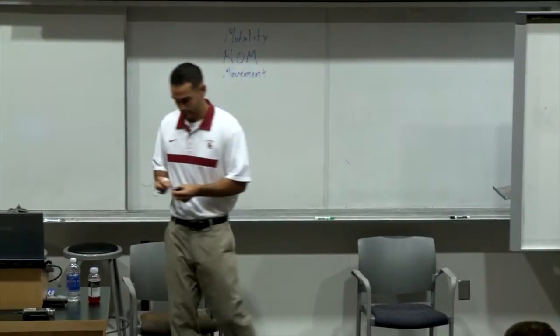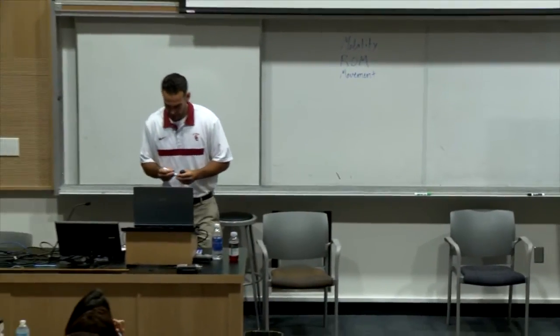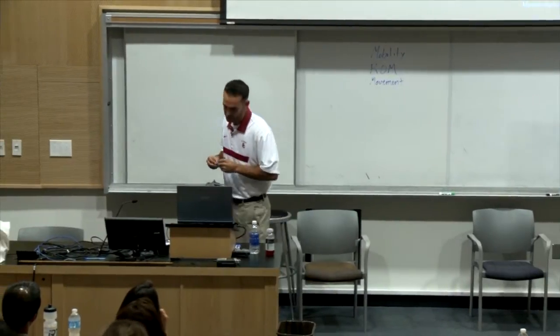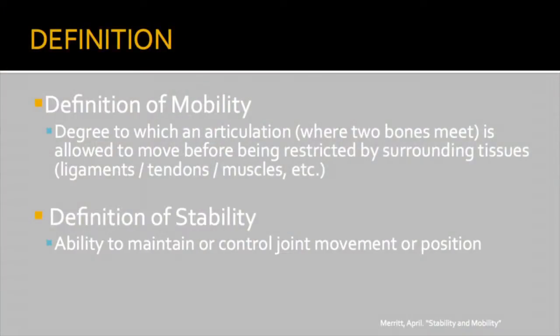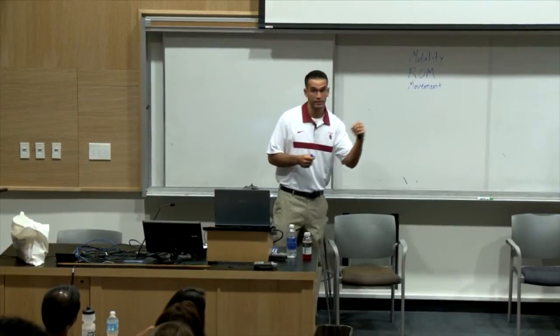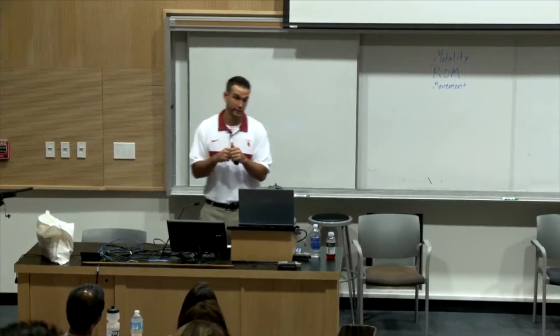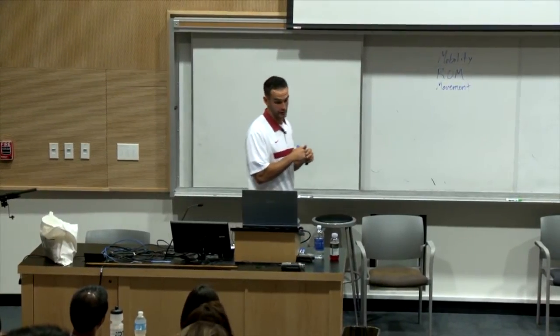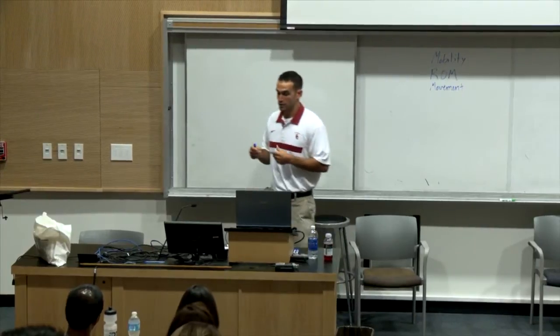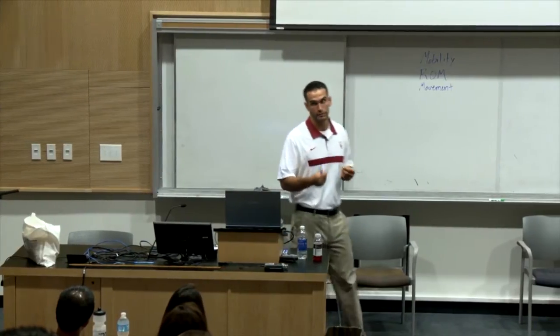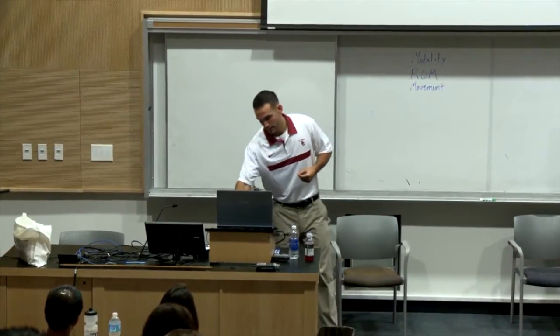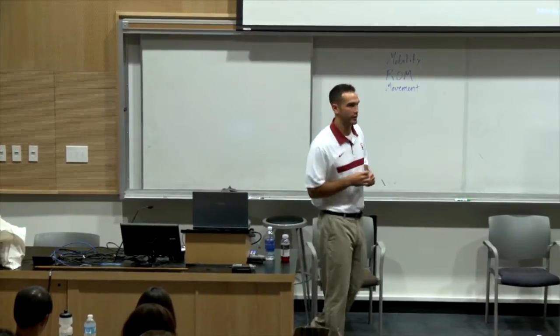So my definition, and I cheated, I looked in a book: the degree to which an articulation, where two bones meet, is allowed to move before being restricted by surrounding tissues. Those surrounding tissues being ligaments, tendons, muscles, etc. So when we think about mobility, it's not just that we're moving a joint. Is it restricted? It could be a bony restriction. It could be ligaments, tendons, muscles, etc. So this mobility work will sometimes also involve elements of flexibility, elements of stretching, things of that nature.